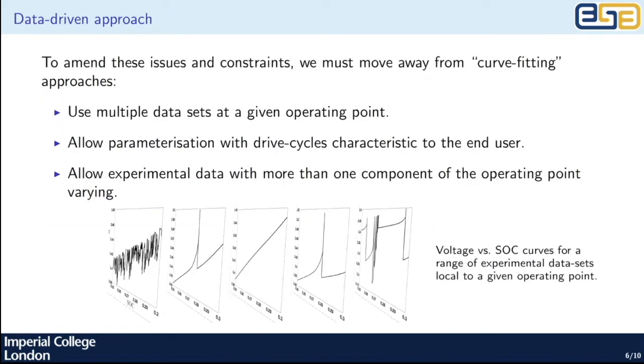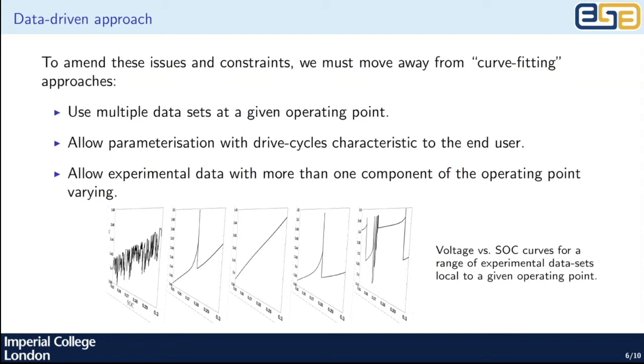To overcome these issues, we've been investigating data-driven approaches for the ECM parameterization. In particular, we're incorporating a range of experimental data sets into the model parameterization, including drive cycles, characteristic to the end user. This improves model robustness and also acts to regularize the inverse problem. We also want to allow experimental data with many components of the operating point varying at once, so that the experimental setup is less constrained.